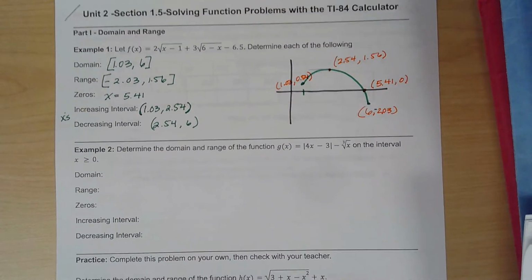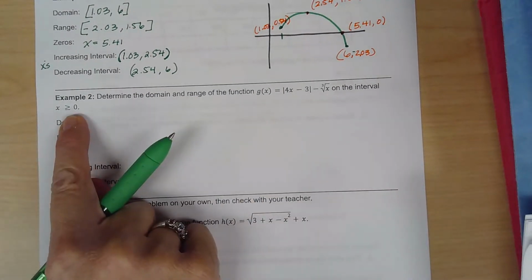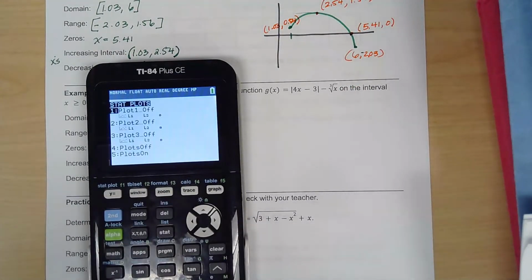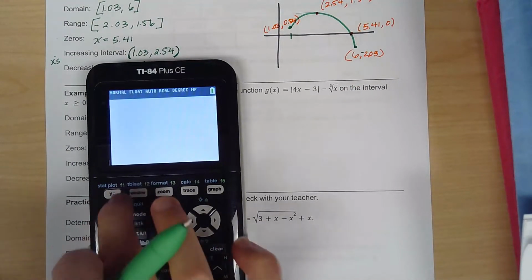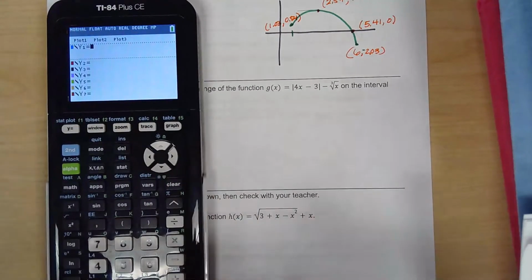All right, let's go through another example. This one has an absolute value and a cube root, and it has a restriction. So grab your calculator. Let's go to your y equals. Let's clear all this out of here. And let's type in this new function.